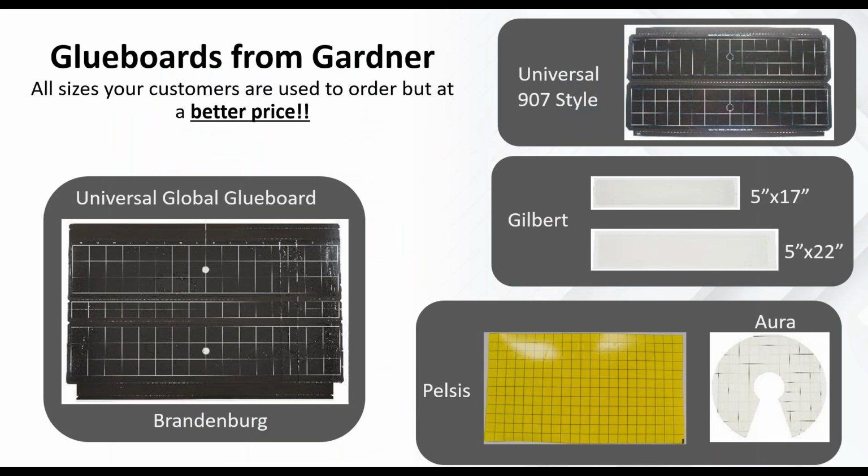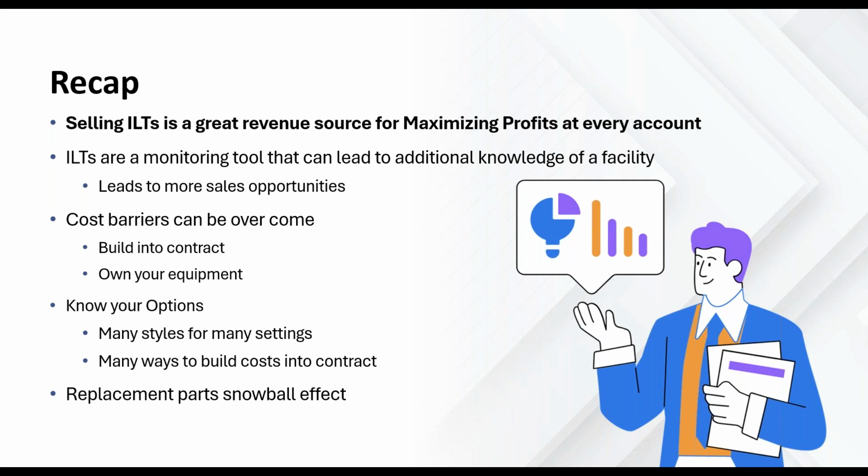In addition, we do have all those glue boards too. Here's just a few pictures of what we have in stock, but there's tons more that we do have. We have all kinds of sizes for your customers, and we have them at a much better price than what's out there. So you want to keep those costs low. I'd recommend looking at Gardner for all of these products. That's pretty much all of the information I have for you today. I'd be more than happy to work with you. If you have any particular question, use Gardner as a source for all of your insect light trap needs. We can certainly help you out with pretty much anything that you want.